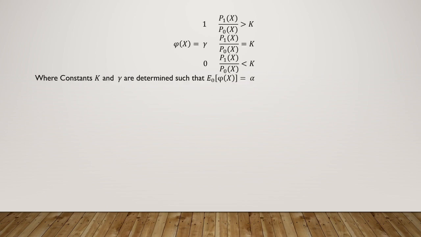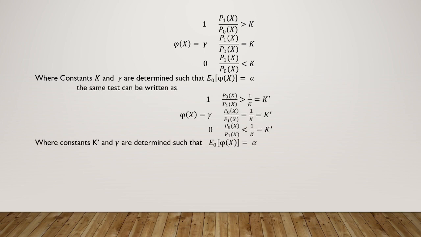That is, suppose φ(x) = 1 when p₁(x)/p₀(x) > k. So we will write it as p₀(x)/p₁(x) > 1/k, which is equal to k'. And similarly, we will write for γ and for 0.